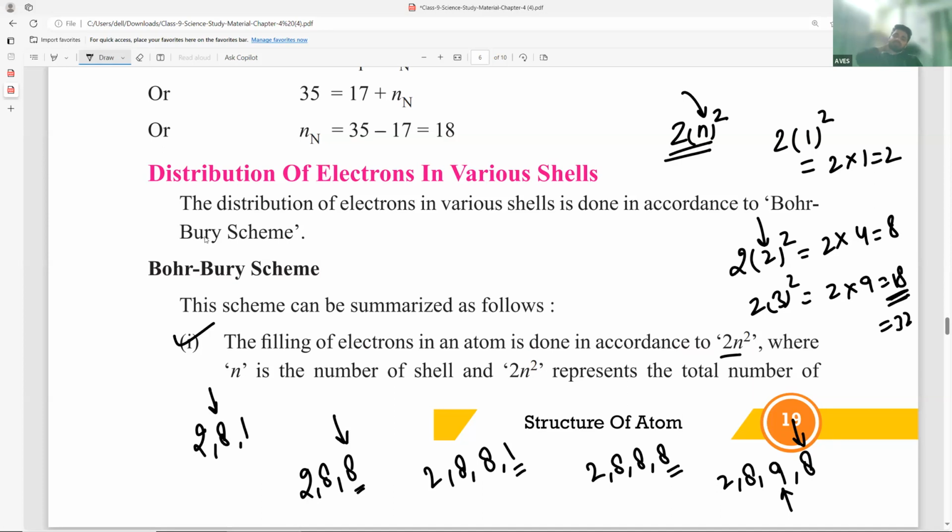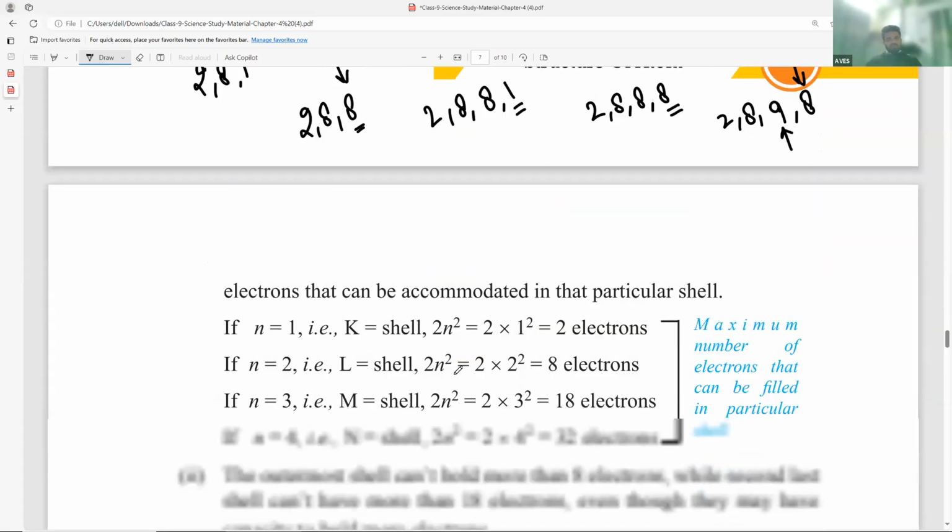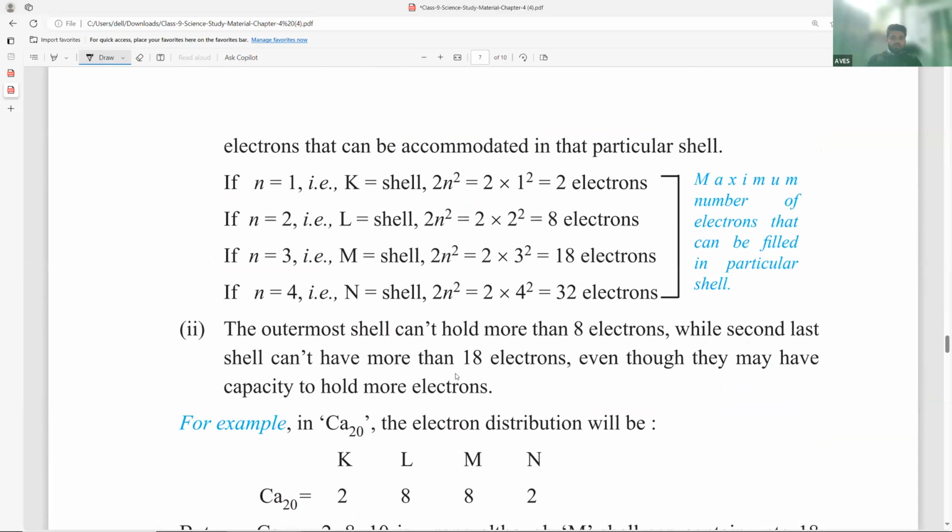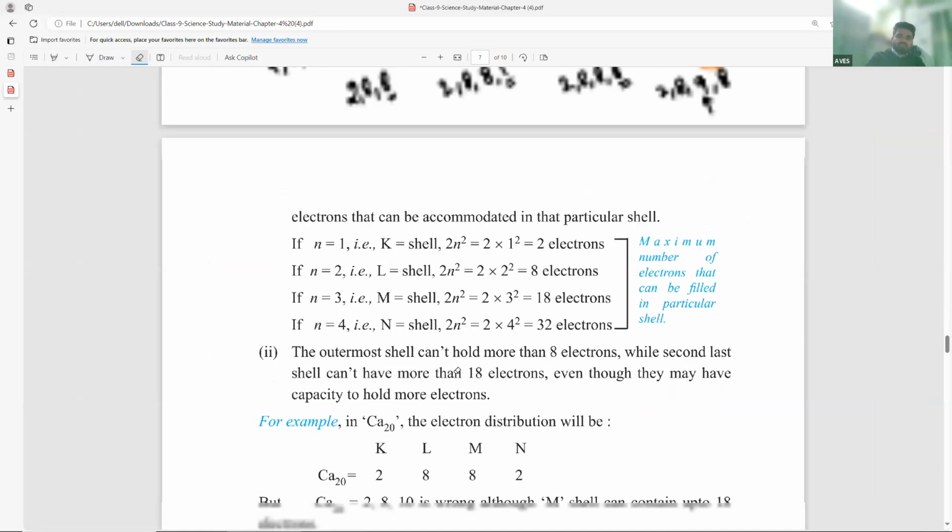Okay, got it? Yes. So this is very important. The outermost shell cannot hold more than 8 electrons. The third shell can have 18, but if it is the outermost shell, it cannot. First the fourth shell should fill, then the next electron will come in this one. So this is the way the Bohr-Bury scheme represents it.